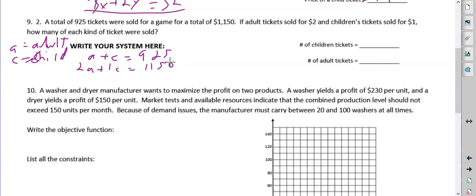Okay. This would be a really easy one for substitution. This is also a very easy one for elimination because, again, I can just multiply by -1 here, add these together, and my C's cancel. 2A minus A is right there, 1A. 1150 minus 925 gives me $225, or 225 adults. And if I plug that in for A, subtract it from 925, that gives me 700 child tickets.